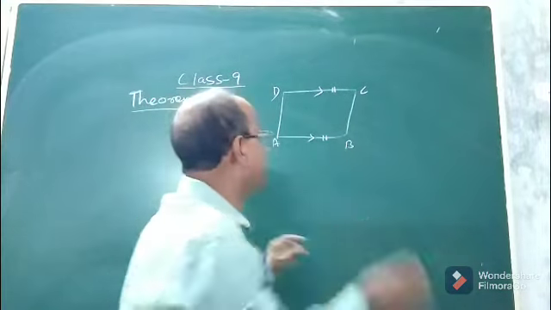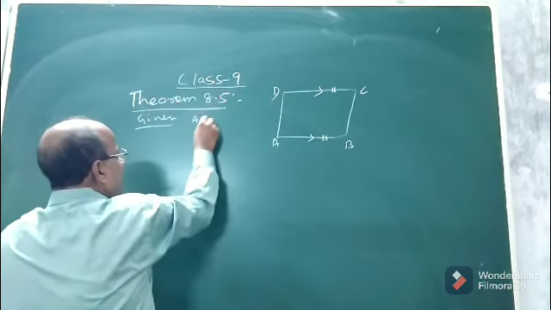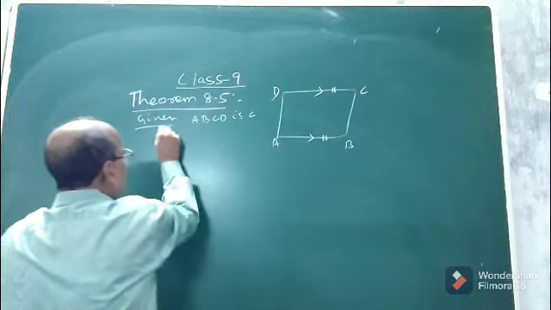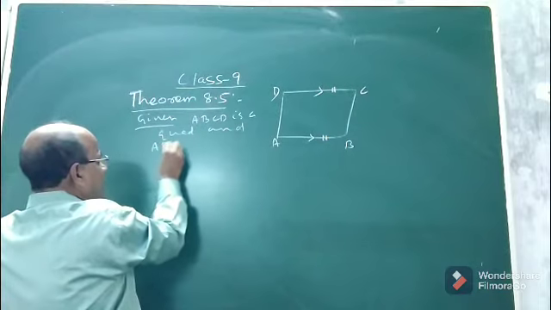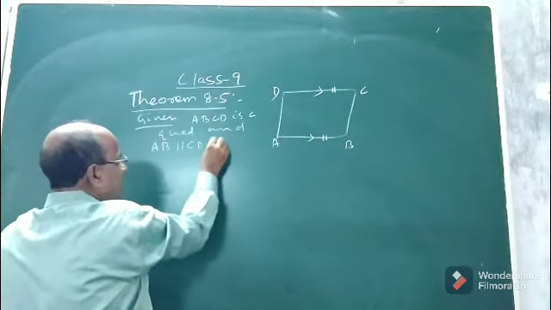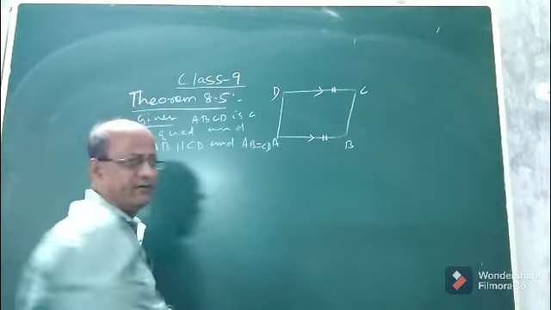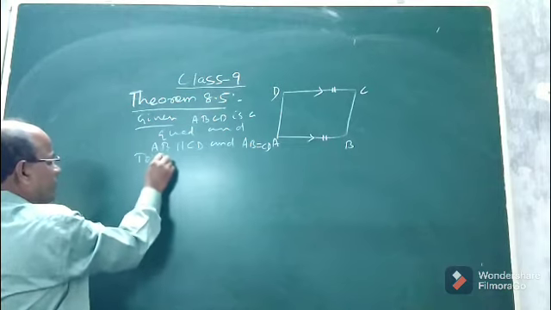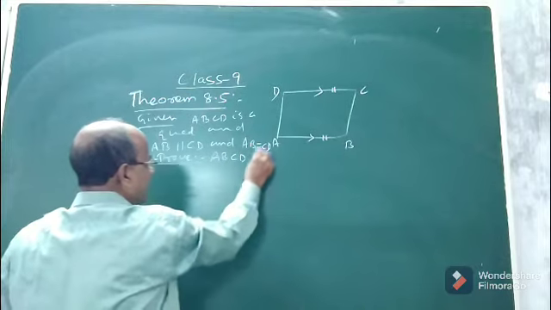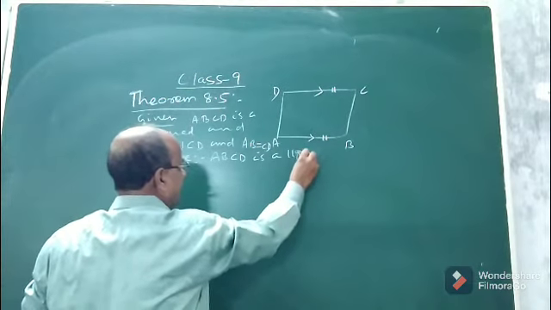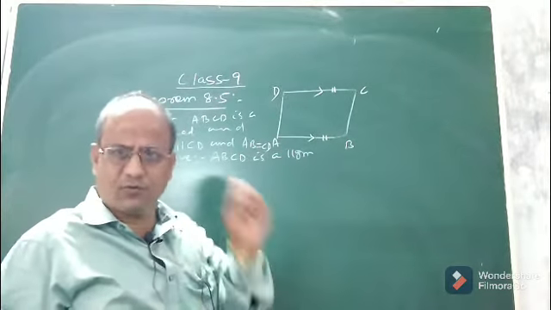Let us see how to prove it. What is given here? ABCD is a quadrilateral, and suppose one pair of opposite sides AB is parallel to CD and AB equals CD. It is given. What do we want to prove? We want to prove that ABCD is a parallelogram. See children, how can we prove this? In order to prove this quadrilateral to be a parallelogram, we have to do some construction.